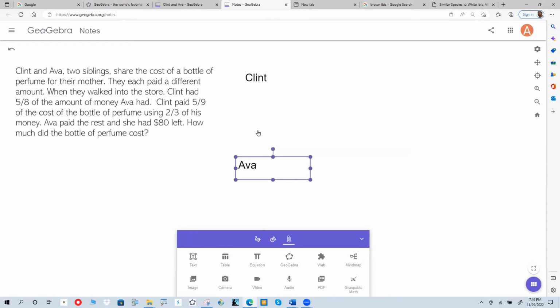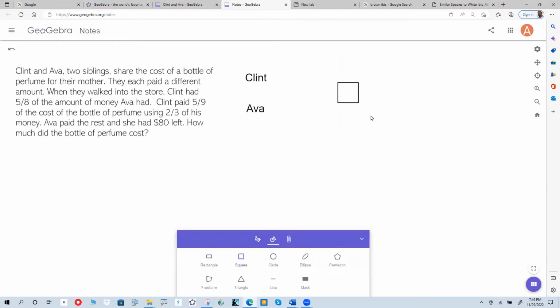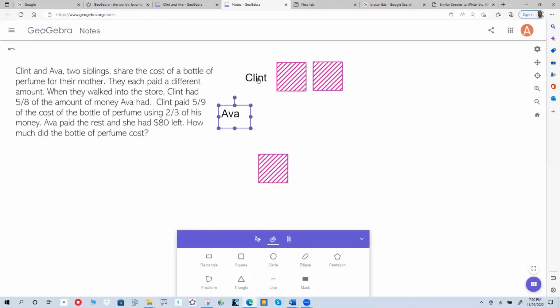And this picture represents the relative amounts of money the two siblings had. Clint had 5/8 the amount of money Ava had. So if Clint had 5 squares, Ava must have had 8 squares. And we'll nicely line them up. Actually, I'll need a lot more room, so I'm going to squeeze these names there.